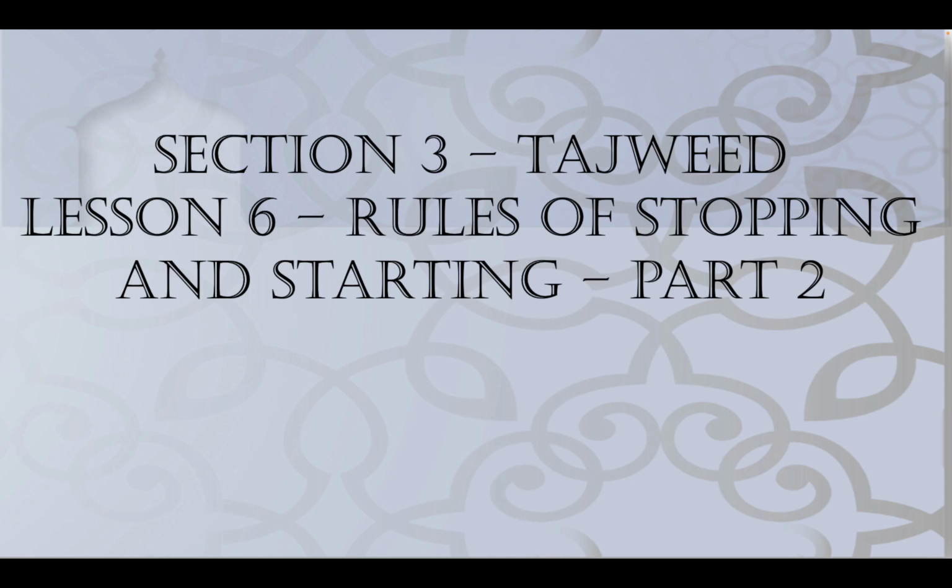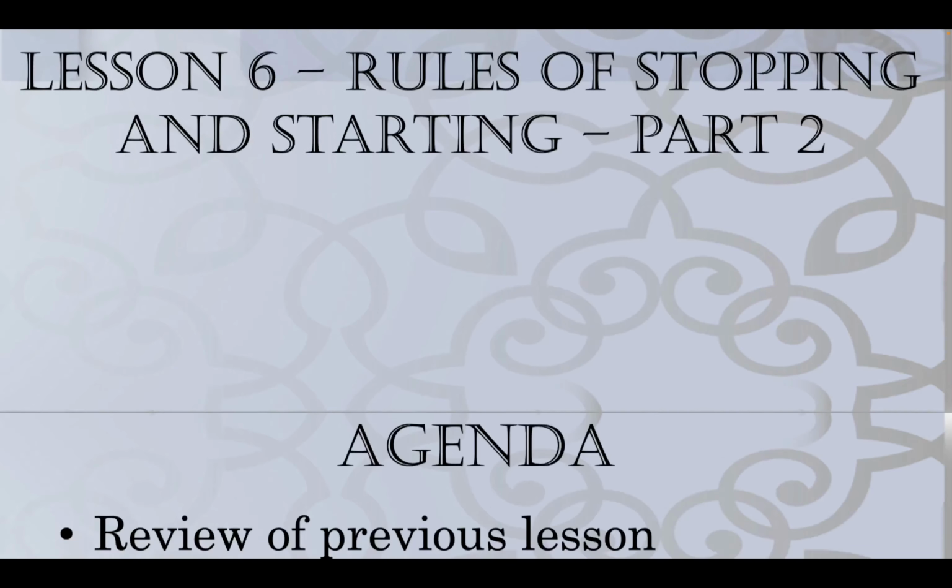Today, we're going to be doing section 3, lesson 6, part 2. In section 3, lesson 6, we were doing rules of stopping and starting. Last time, we went over all the marks, the different points or markings at which you should stop and what the rules are related to those stops. And today, we're going to be doing how exactly do you stop and how exactly do you start. So let's get into it.